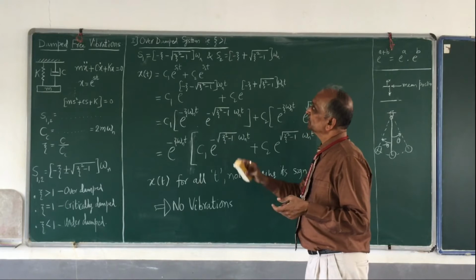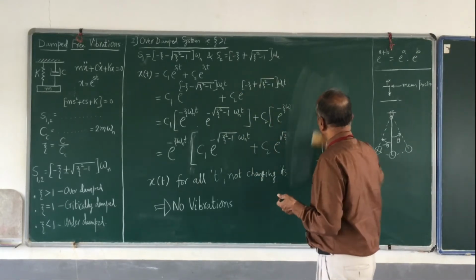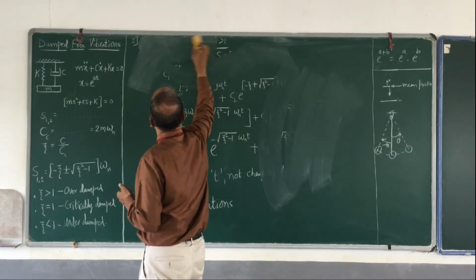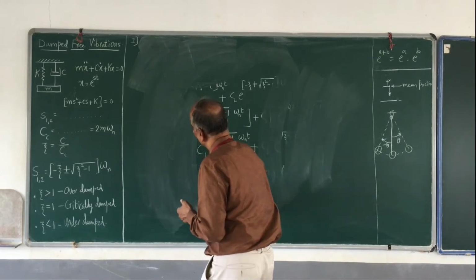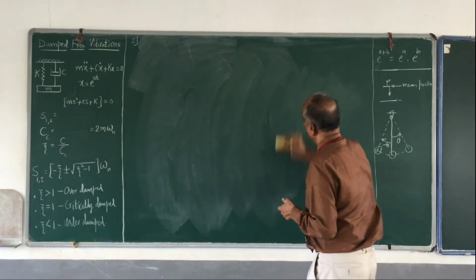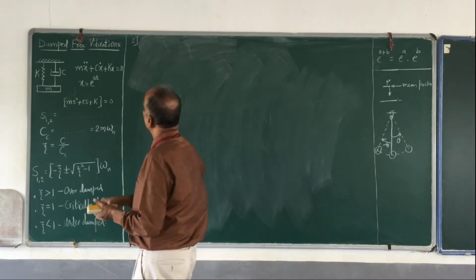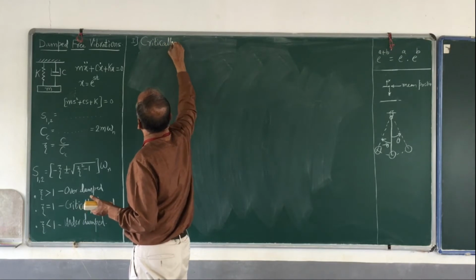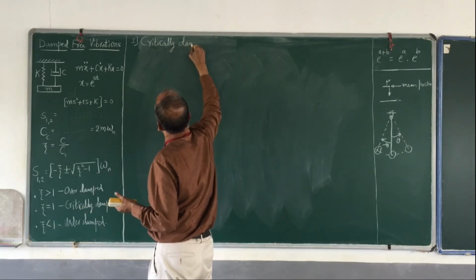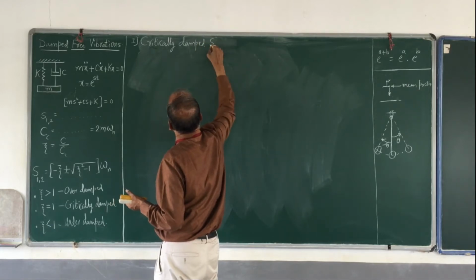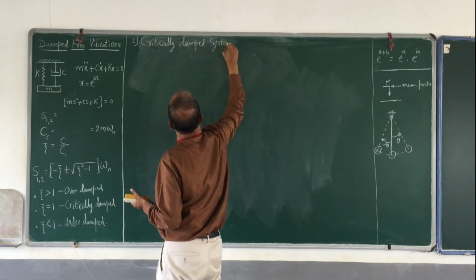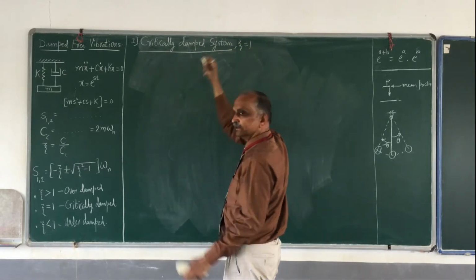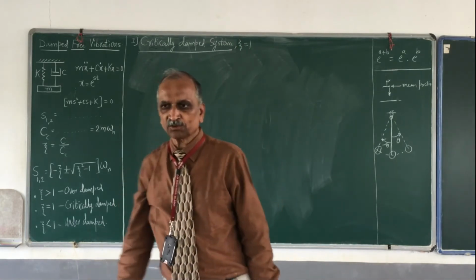Now I shall take up the second case. What is that second case? The second case is critically damped system. The system is critically damped. What is the meaning of critically damped? Zeta is 1, critically damped system. What is that? Zeta is equal to 1, that means C is equal to CC.